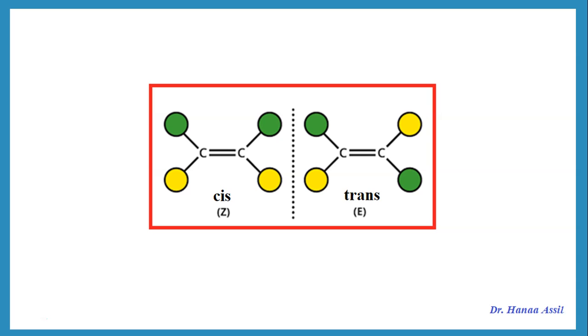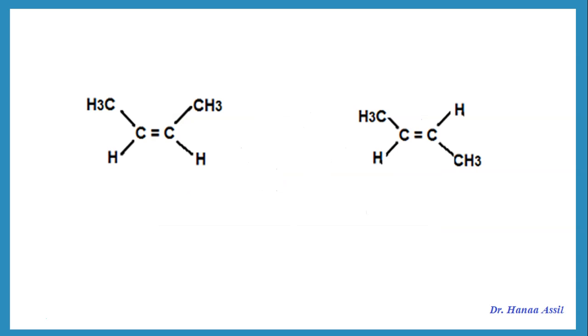Either the similar groups on both carbons are on the same side of the double bond, so we're going to call that a cis isomer or a Z isomer, or the similar groups are on opposite sides of the double bond. That is called trans or E. So, for example, if I have this compound, the carbon on the left is bonded to a hydrogen and CH3.